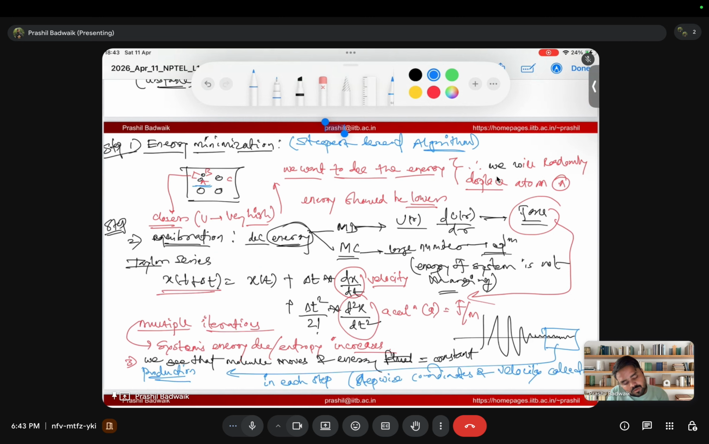We do. And using this velocity we get kinetic energy, using the position we get potential energy, and various other properties can be calculated using this simple approach. So this is how MD and MC works, molecular dynamics and Monte Carlo simulation works, right?